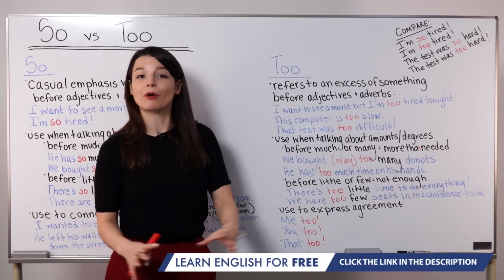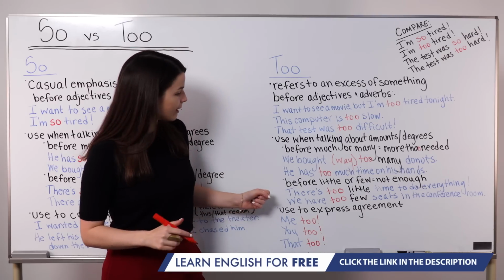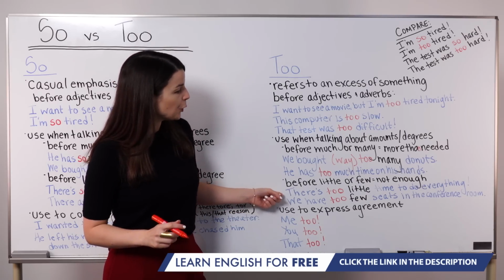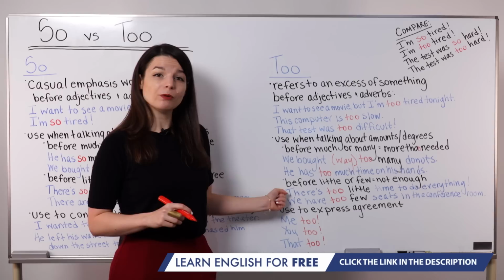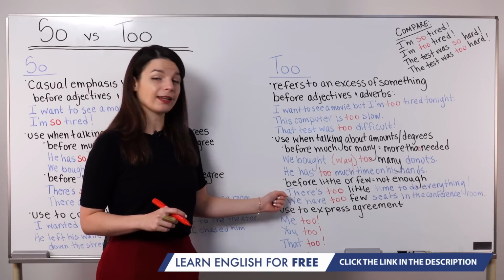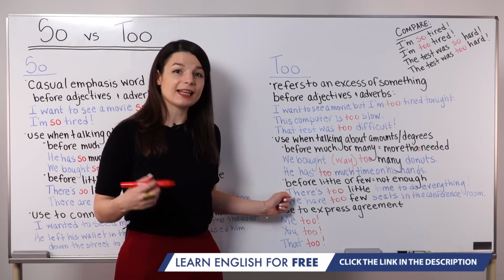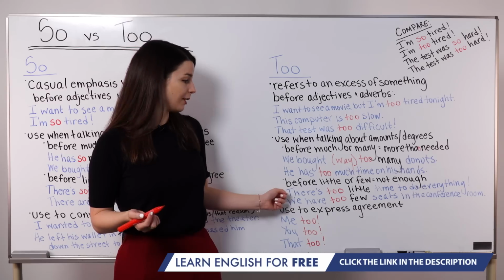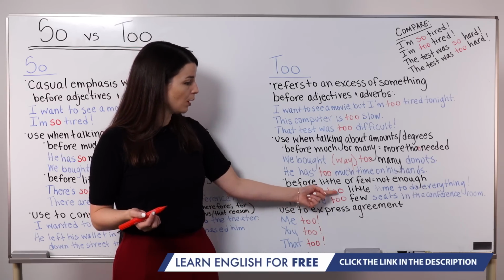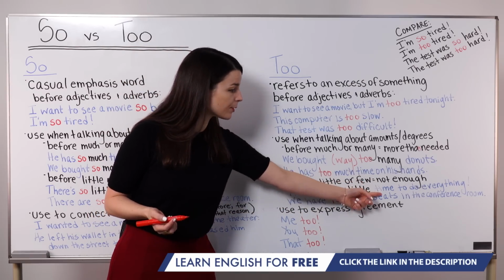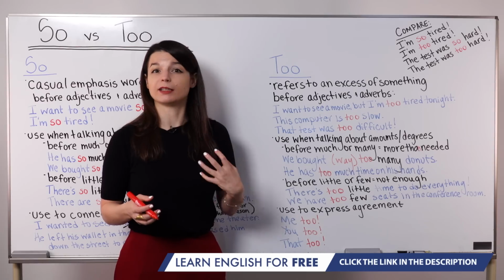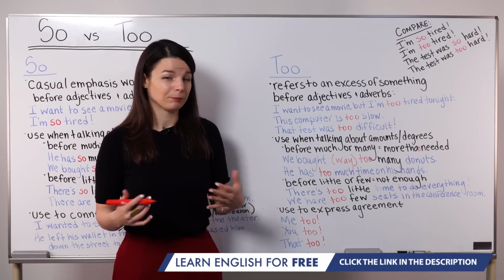So we need more of something. Let's look at these examples. There's too little time to do everything. Another way to say this is there's not enough time to do everything. Here we use too with little and our uncountable noun, time. There's too little time. We need more time.